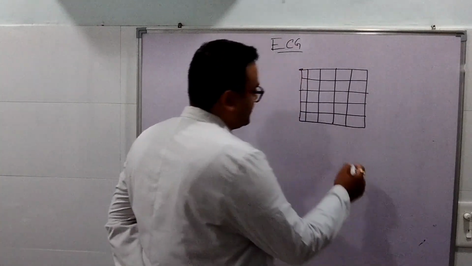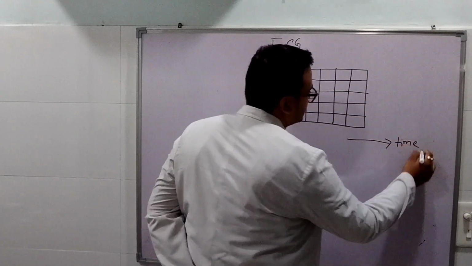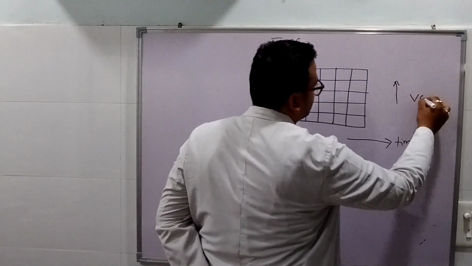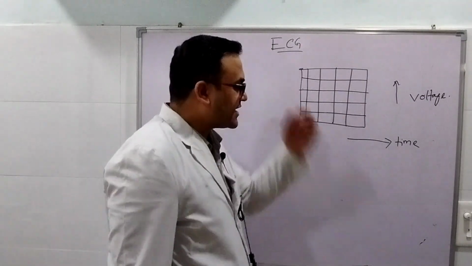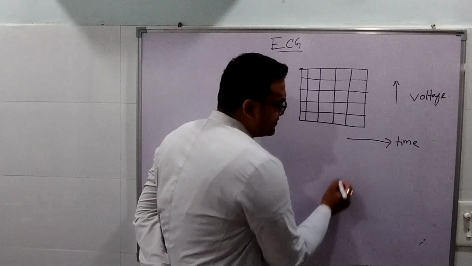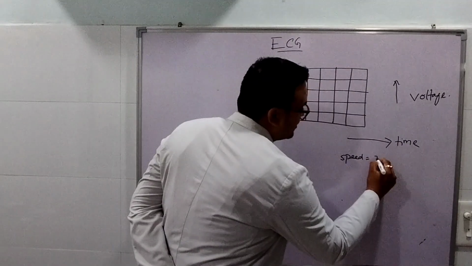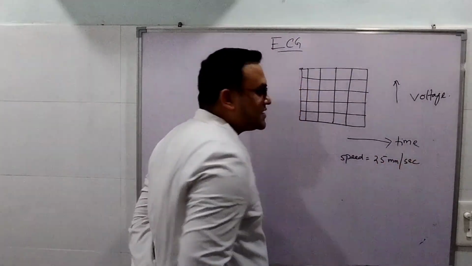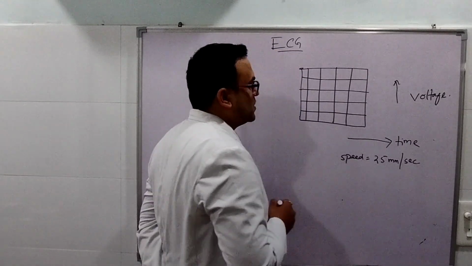So the x-axis represents the time and the y-axis represents the voltage. We have to standardize the ECG like this. Normally the speed at which the ECG paper has to run is 25 millimeters per second. At this speed the ECG paper runs through the machine.